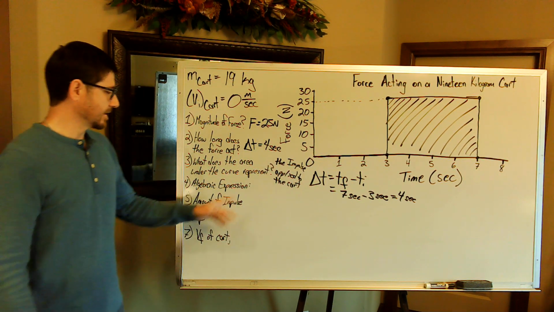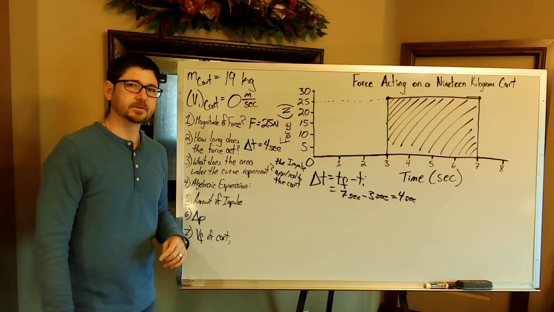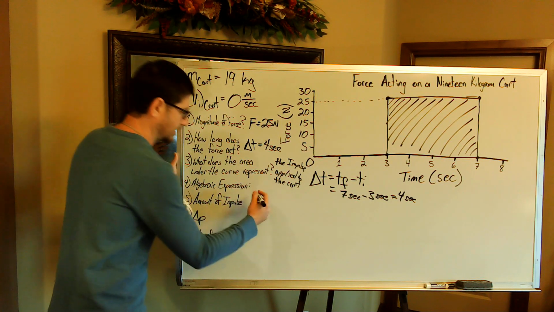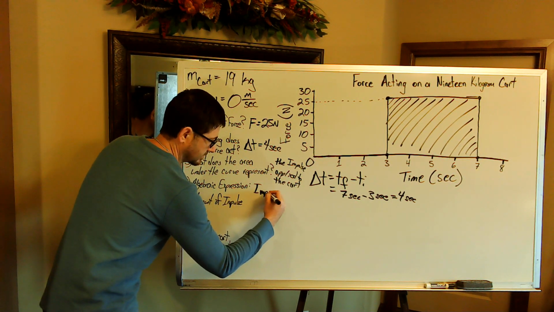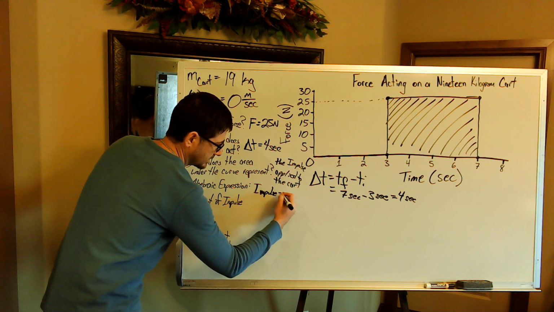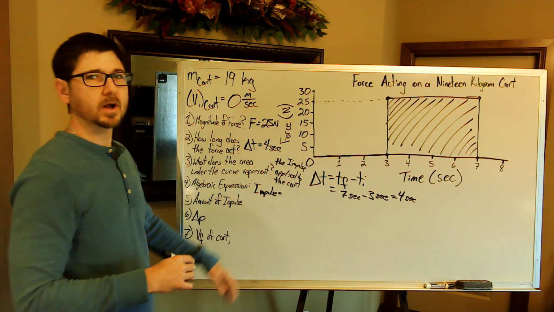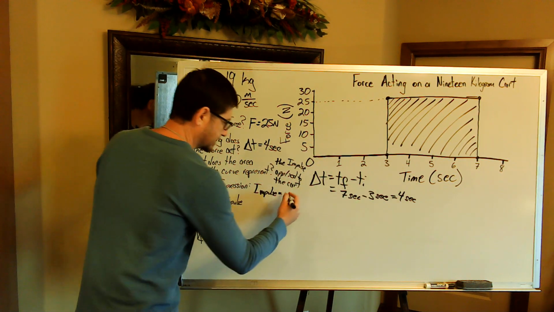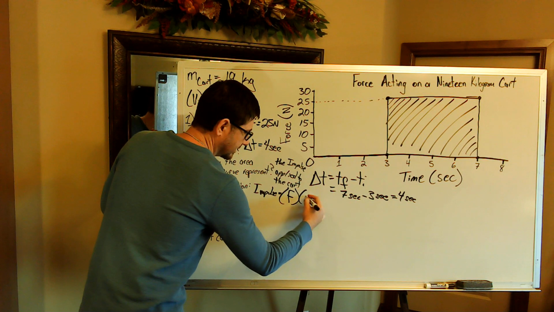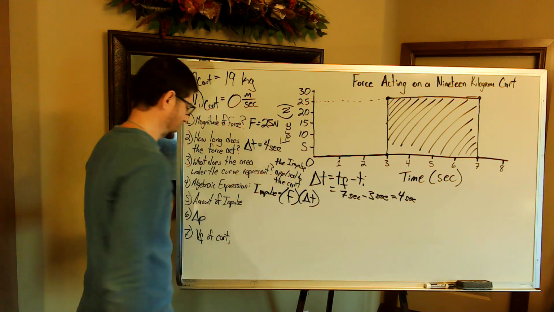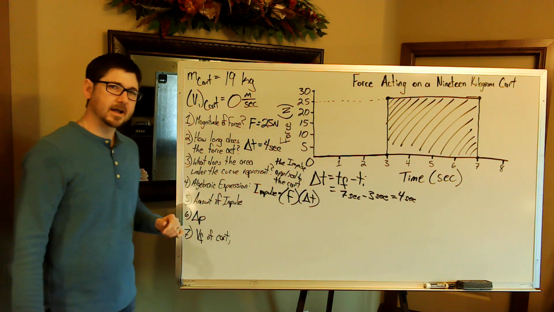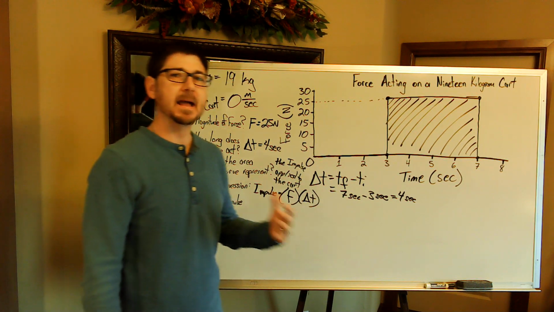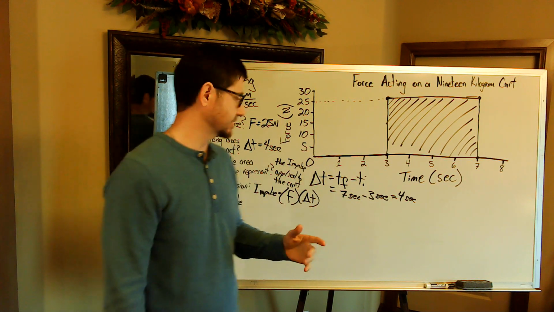Number 4, the algebraic expression for impulse. So impulse is equal to the product of the applied force and the time of the applied force. So we have F delta t. Okay? Number 5, it wants us to calculate the amount of impulse applied to the cart.